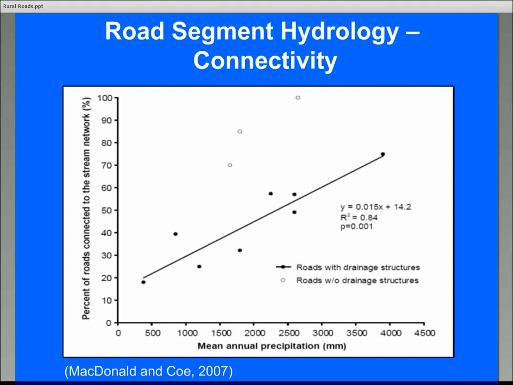And ideally, what you want to do is take advantage of the infiltration capacity of the hill slope and drain the road to an area of high infiltration. And that prevents the runoff from eventually reaching the channel and thereby decreases connectivity.